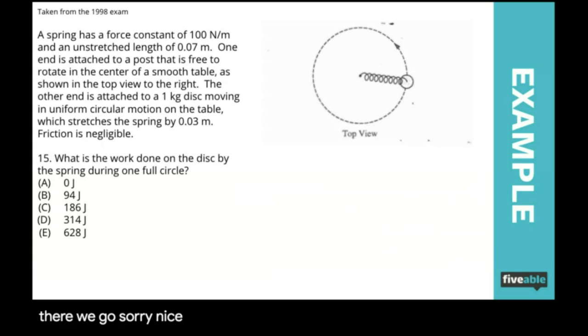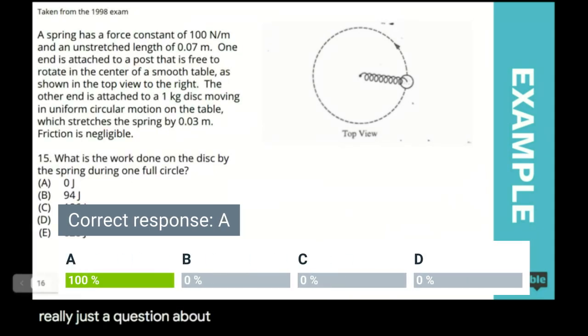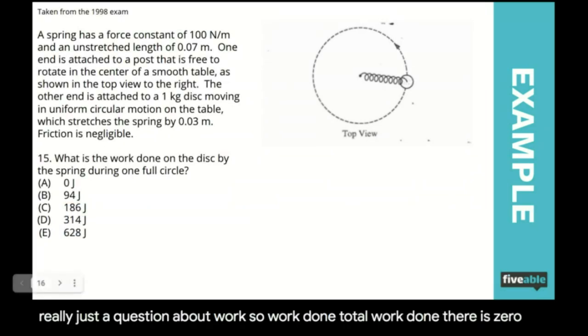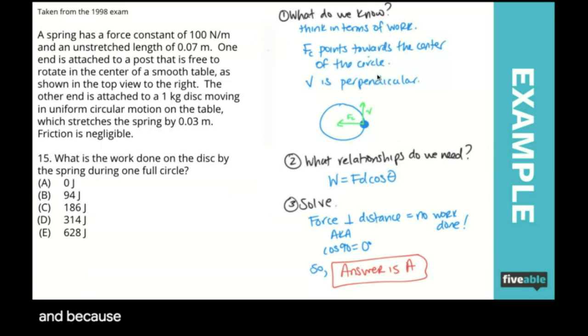Nice. That was quick. That's great. Yeah, y'all got it, right? That was really just a question about work. So the total work done there is 0, because the force points towards the center and is perpendicular to the distance traveled, so no work is done.